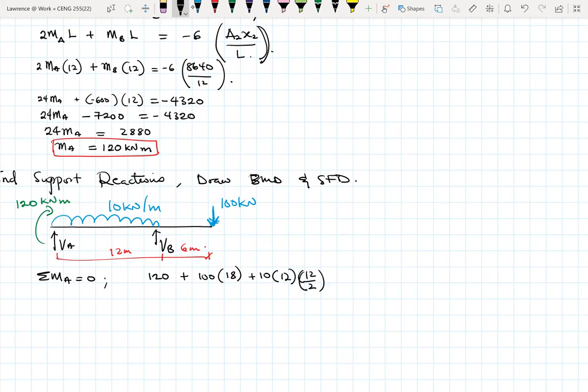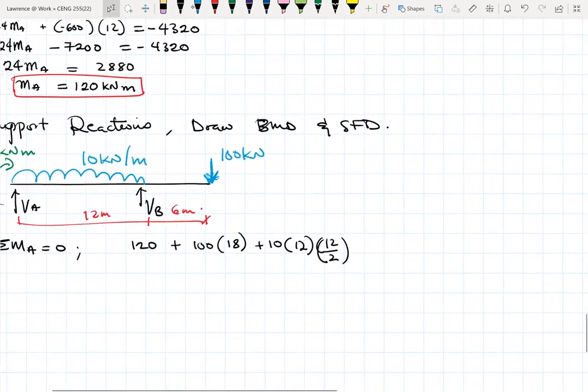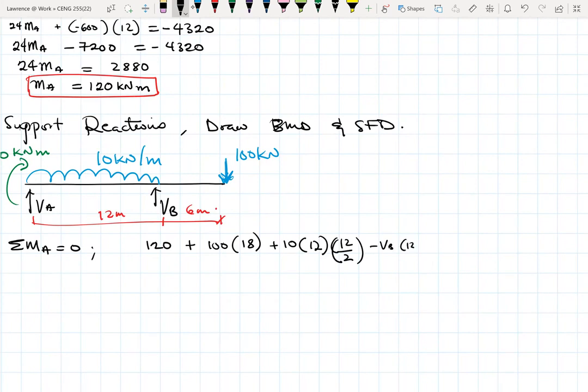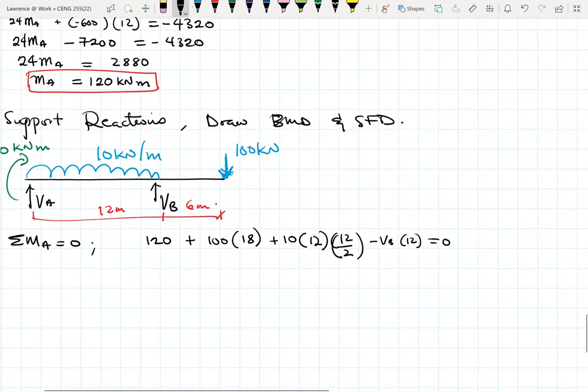If you don't get anything, you can let me know. Then minus VB times 12 equals 0. Okay, so let me see if I'm correct. So we can do the math over here and see what the value of VA would be, what the value of VB would be.